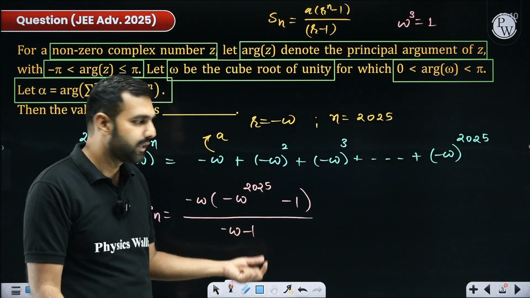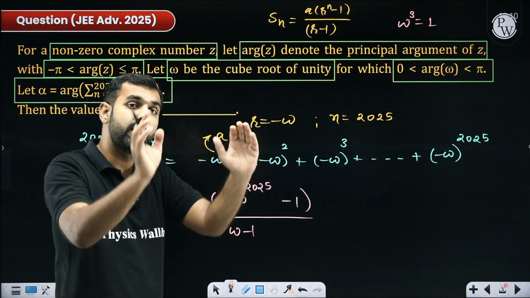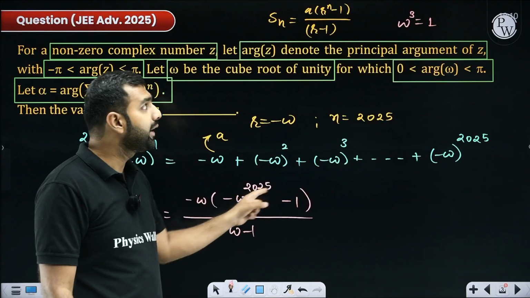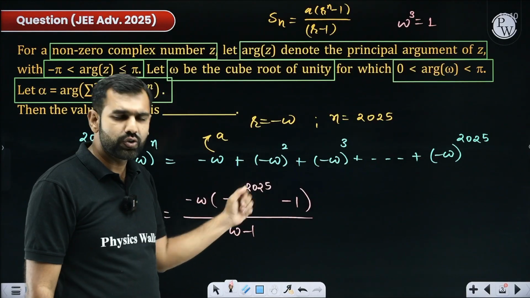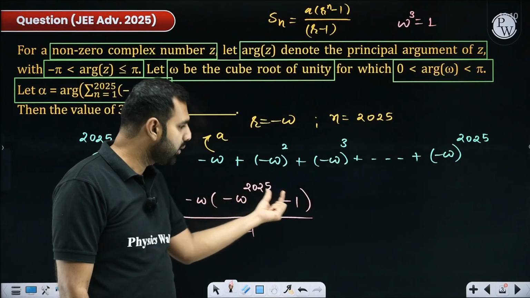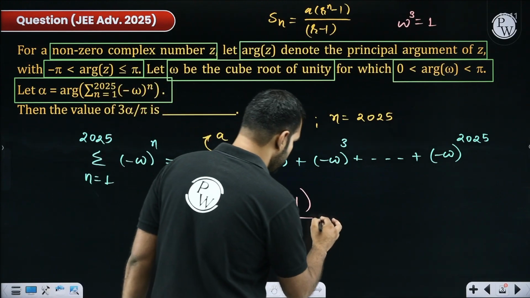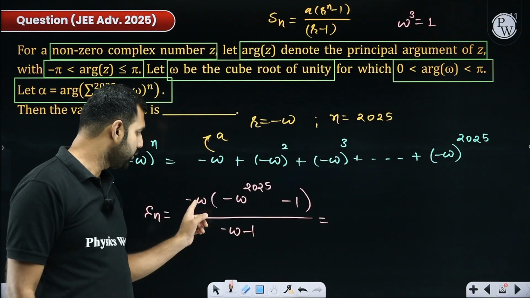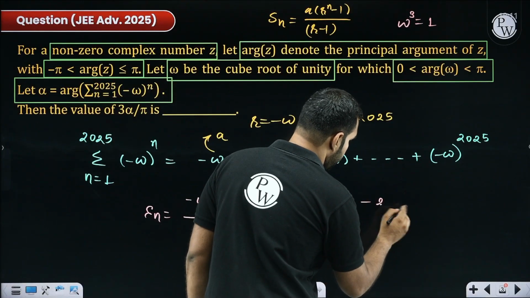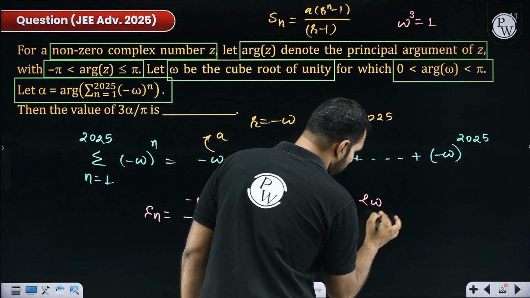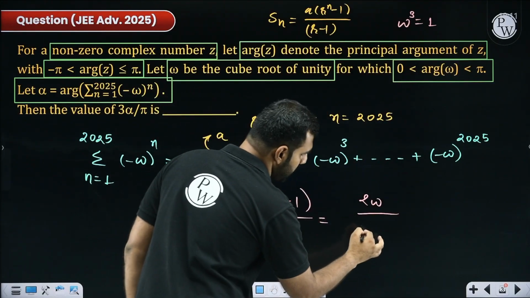2025 is a multiple of 3. That means this is omega cube whole raised to some integer, and omega cube is 1. So this is 1 raised to some integer, which is 1. So it is minus 1 minus 1, that yields minus 2. So minus 2 into minus omega is plus 2 omega, whole divided by omega plus 1.